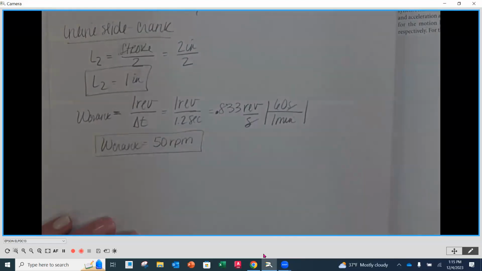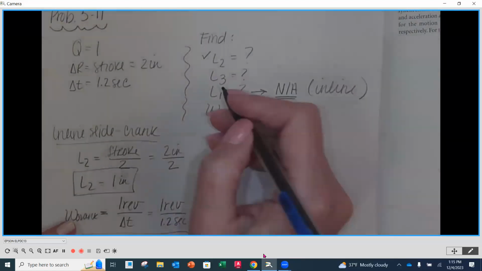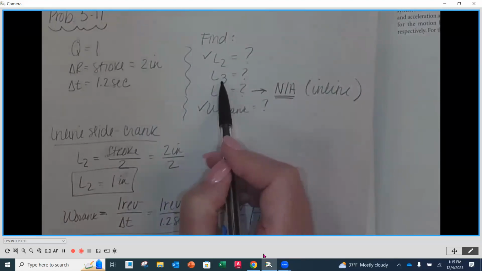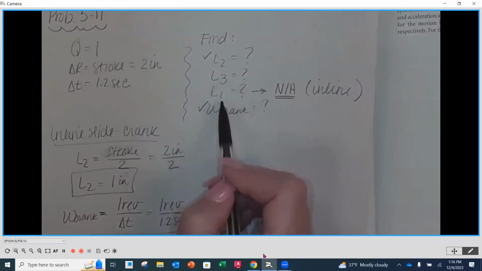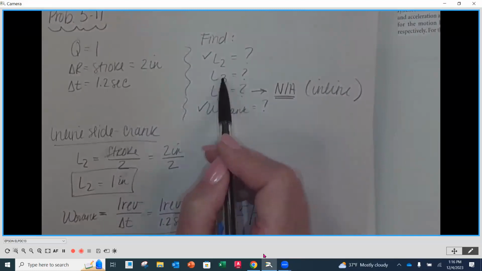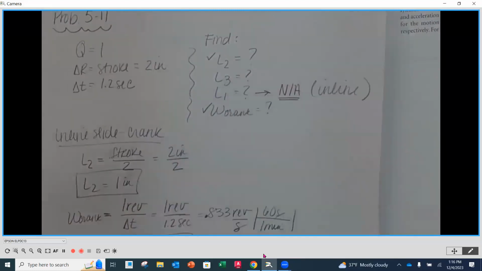There, we've got that one figured out. So we've got that one done. Right. Now we need to determine just our L3. Remember, L1 is not applicable because this is an inline, so there's not an offset distance. That's what L1 is. So L3 is going to be the last variable that we need to determine.